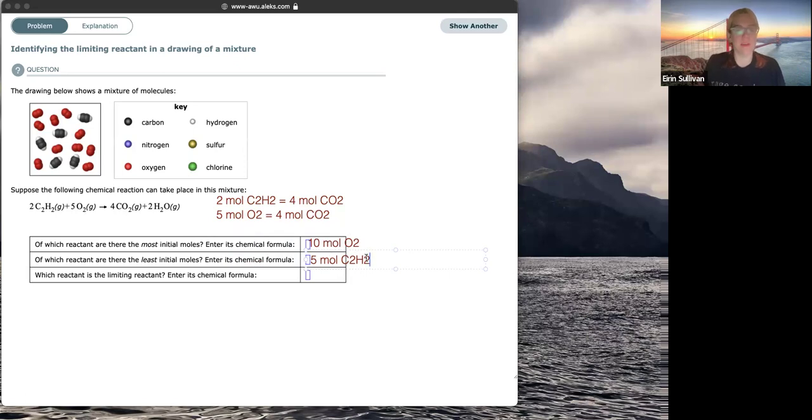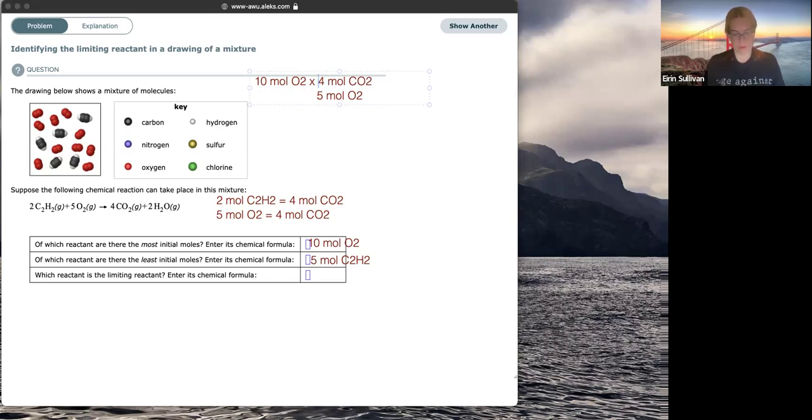Okay, which reactant is the limiting reactant? So we're going to start off with that 10 moles of O2 and convert it to the number of moles of CO2 you could possibly make. Okay, so moles of O2 are going to go on the bottom, just like when we're converting moles of one thing to moles of another thing. It's a mole ratio to moles of CO2. So we know from the balanced chemical equation, 5 moles of O2 will yield 4 moles of CO2. Okay, so that's how you make sure you get them the right way round.